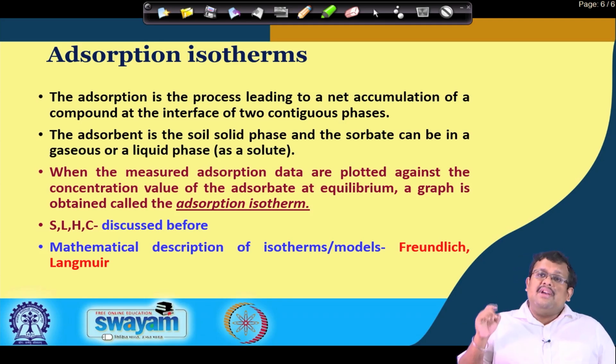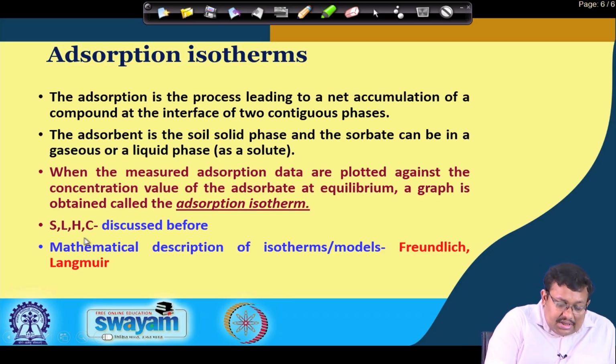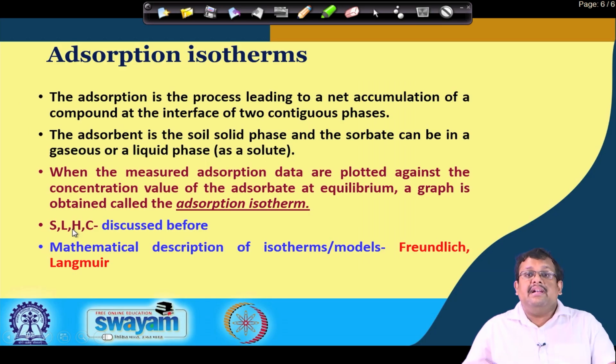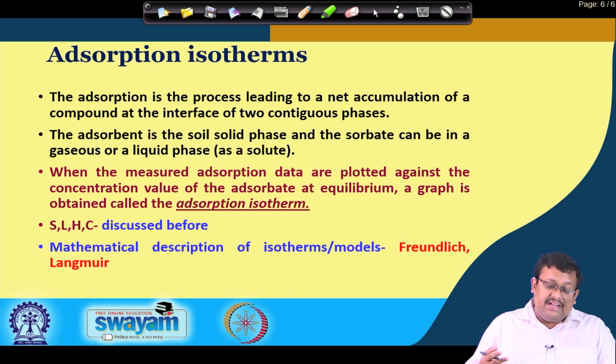Now, guys, we have already discussed these 4 adsorption isotherms in our previous lectures. So, S type, L type, H type and C type we have already discussed, and also we have discussed the mathematical description of the isotherms or models of the isotherms, for example, Freundlich isotherms and then Langmuir isotherms. So, I am not going to discuss them in detail.